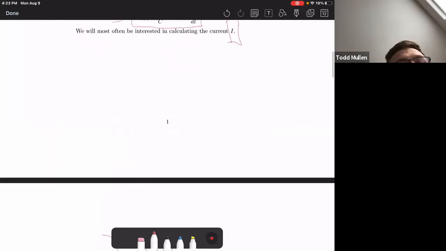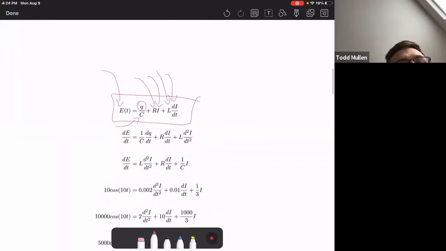So if we want to solve this equation with respect to I, let's take the derivative of everything with respect to t. So we get dE/dt here. dq/dt is just going to be replaced with I for us, so that's nice. I will become di/dt, and di/dt will become the second derivative of I with respect to t.